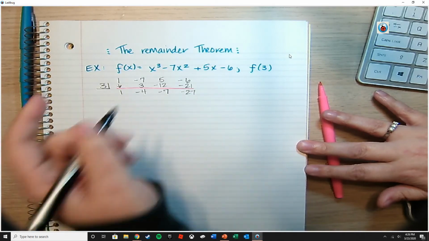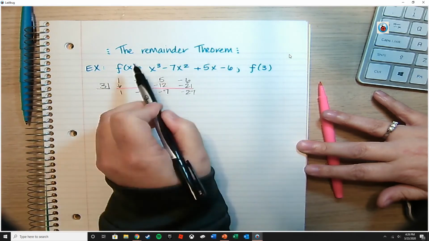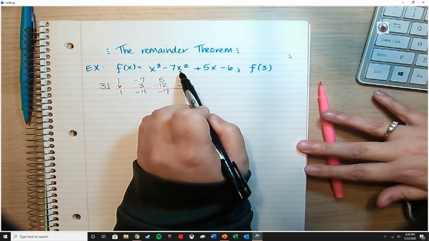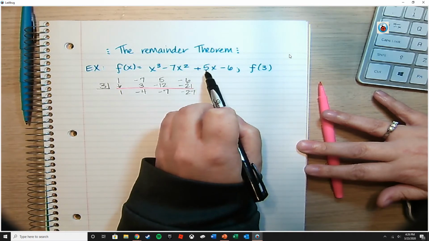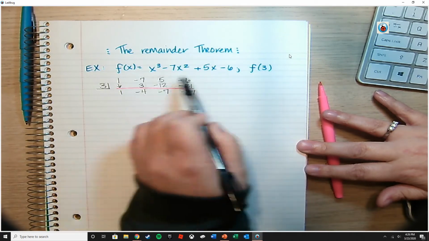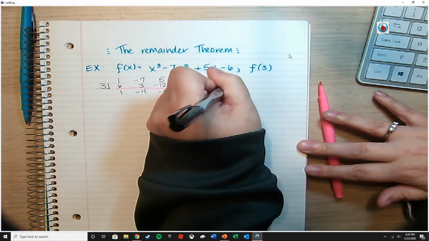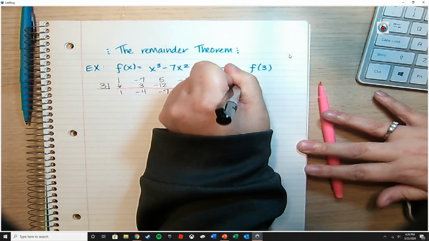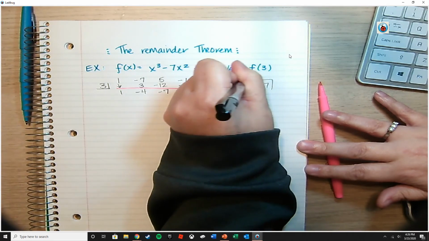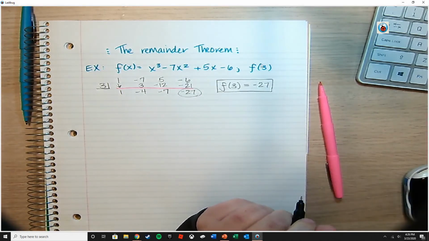Okay? All right. So what I've done now is instead of plugging in 3 here and saying 3 cubed minus 7, 3 squared plus 5 times 3 minus 6, and having to type that all into my calculator, this is my answer right here. So I know that f of 3 equals negative 27. And that's it.